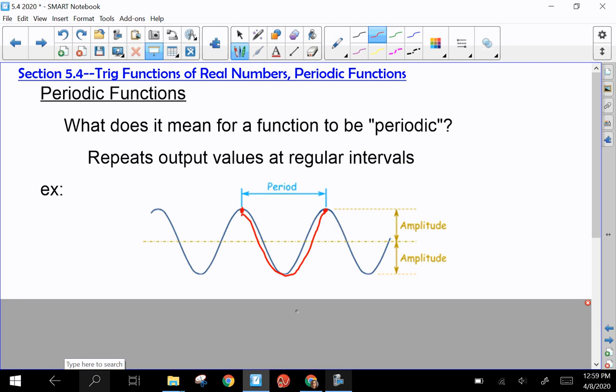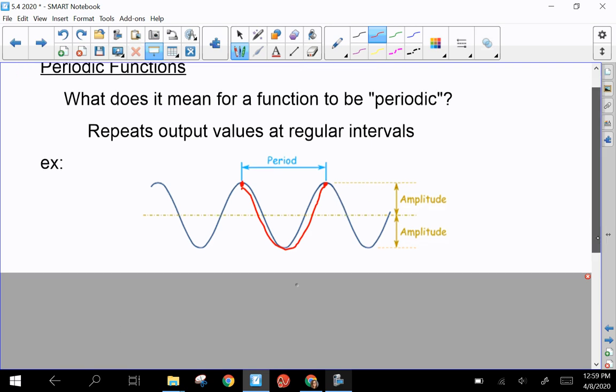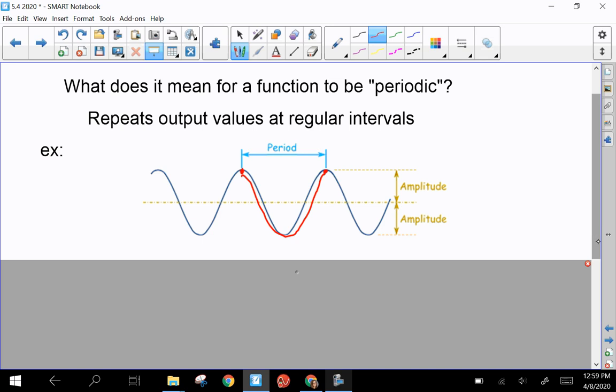Again, I don't want to get too much into that because that's really what we're going to be doing in section 5.5, but it is important for you to know that these functions are periodic and maybe how to recognize it from an equation. I'll talk more about that in just a second.